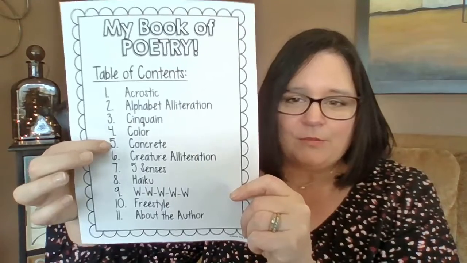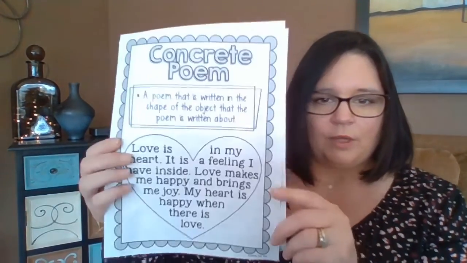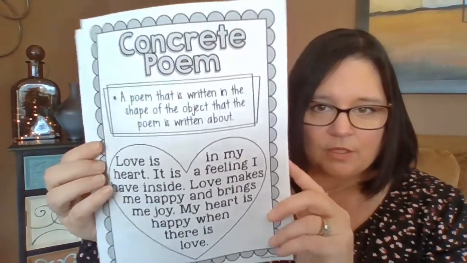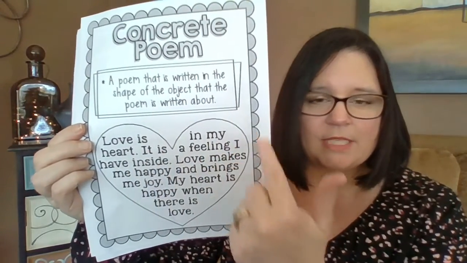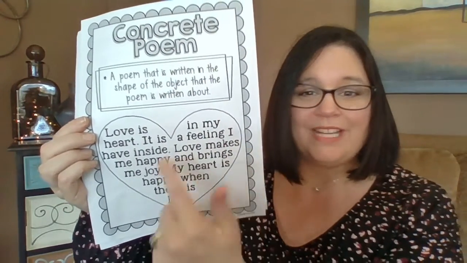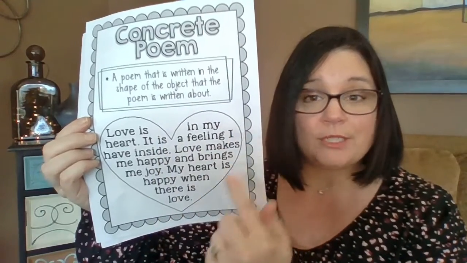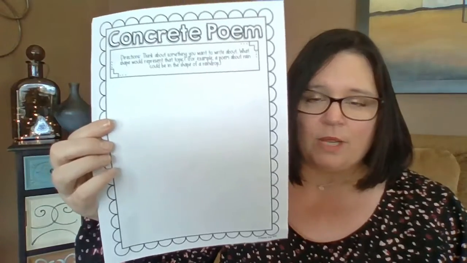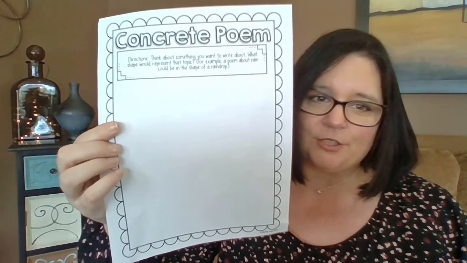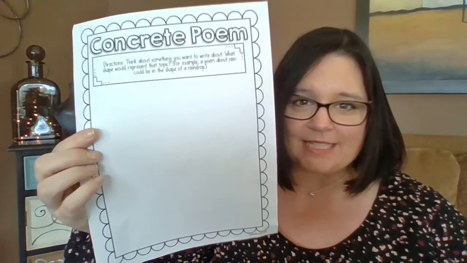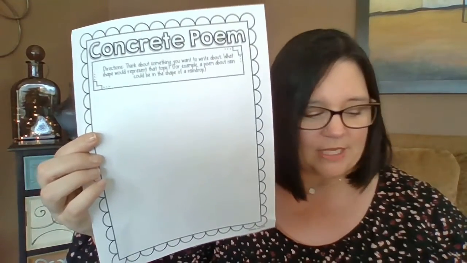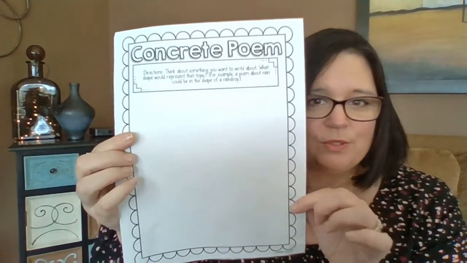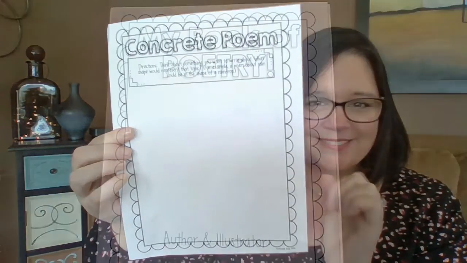So we're going to be finding the concrete poem page. These are the pages you will be using today. We're going to be looking at an example so we can see that a concrete poem is sometimes called a shape poem because it's written inside a shape, or sometimes the words make the shape. We'll see some examples of that, and then we're going to be writing our own concrete poem on this page. I'm going to get set up with the document camera so we can take a closer look and show you some examples of concrete poems.